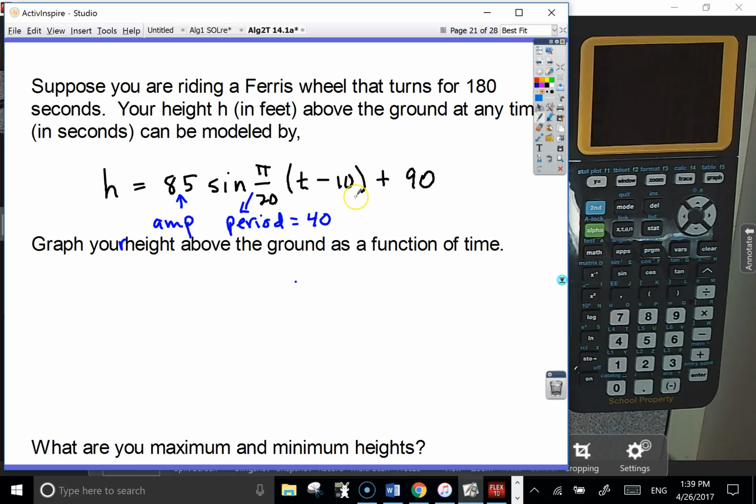Okay, what about the minus 10 right there? That is right 10. And what about the plus 90? That's up 90. Okay, so let's see. Turns for 180 seconds. I didn't really do this before. It shifted 10 to the right, and so that should be in terms of seconds. So let's try to do it like this.